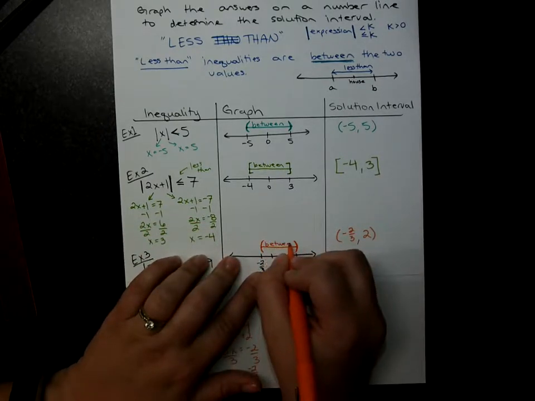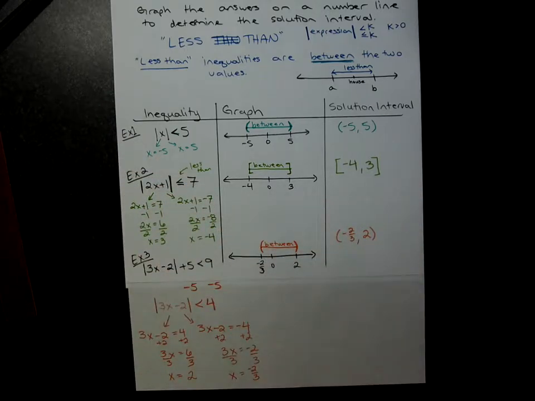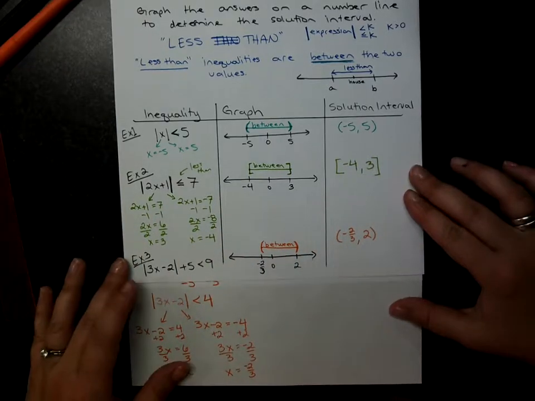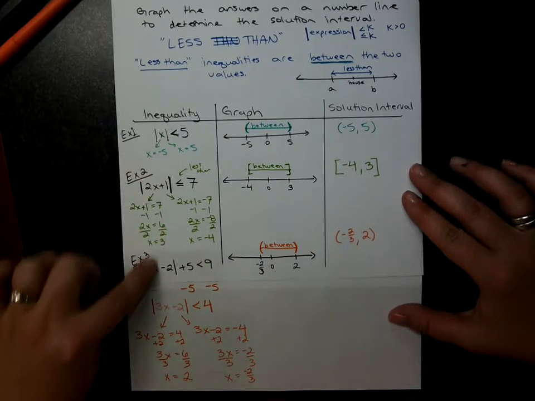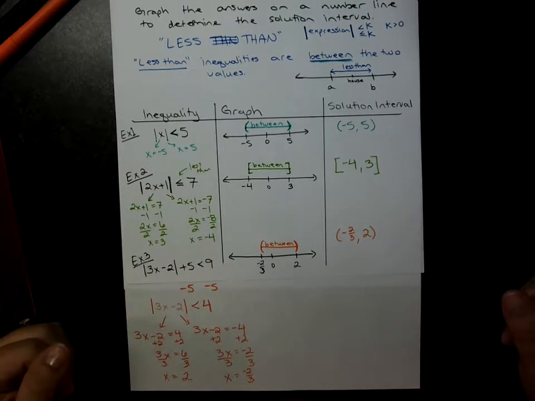Again, think about being less than 5 miles from home. That means you're close to home. You're between those 5 miles. So inside. So that's less than. Again, you treat it like an equation. Get your two spots, and your interval is between those two spots.